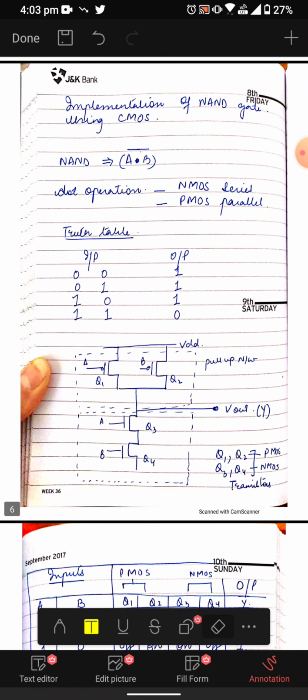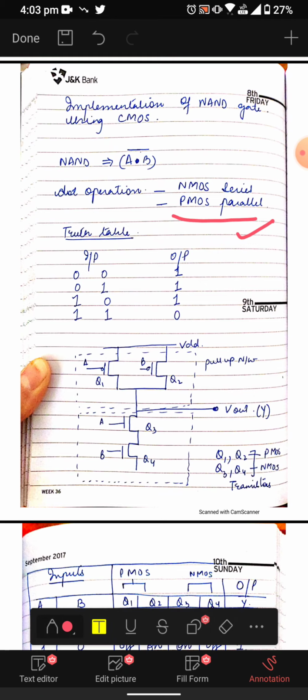Let's draw the NAND gate using CMOS. The PMOS they are in parallel. So I have drawn it with the help of two transistors. Q1 and Q2 are your PMOS transistors and they are in parallel. And NMOS they are in series. Q3 and Q4 are NMOS. Okay, and they are connected in series. In between here I'm observing my output, that is Y.